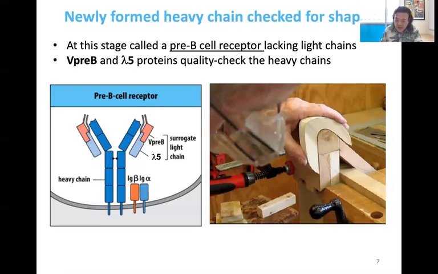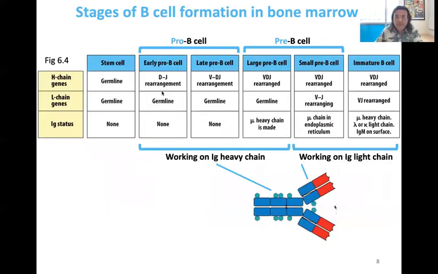It's not going to go any further. So that's why, as we go into the pre-B cell stage, you can see the status of the heavy chain is that the V, D, and J gene fragments have been rearranged now. Nothing has happened yet in the light chain. That's why the status of the light chain is still germline. But in terms of the Ig status, you now have part of an Ig made.